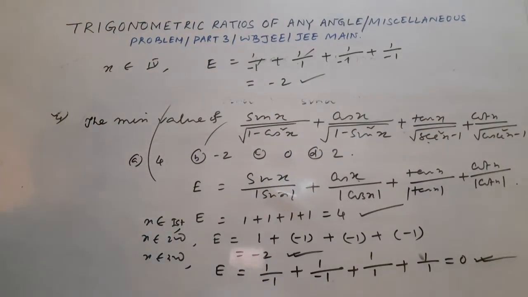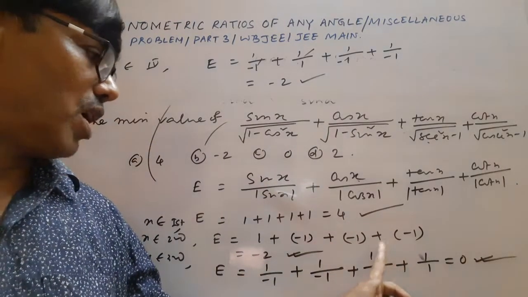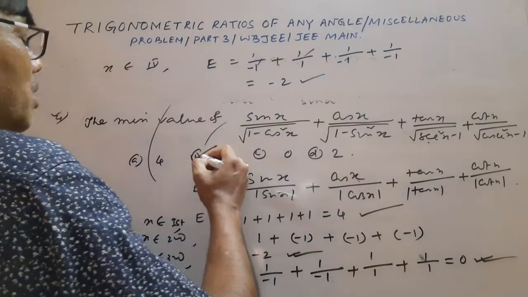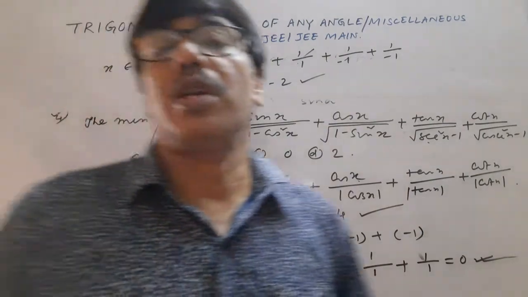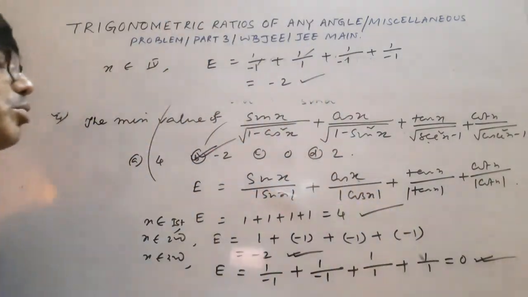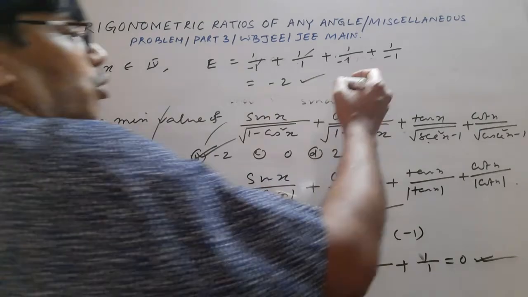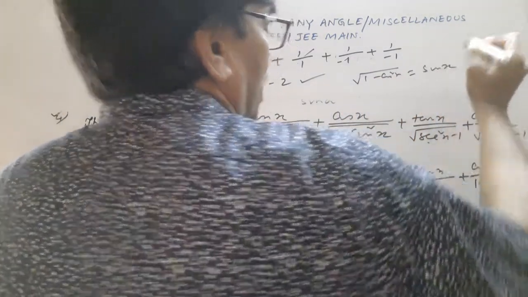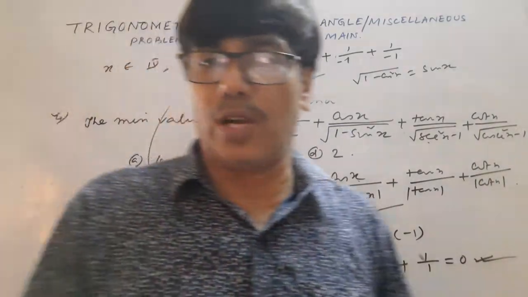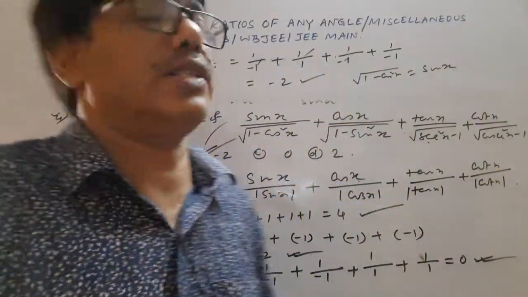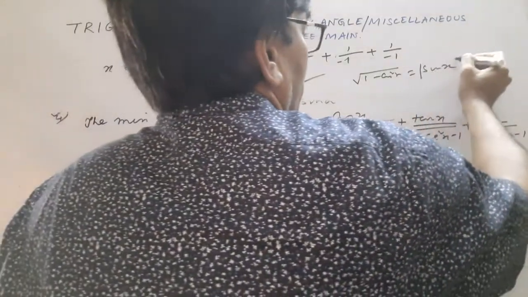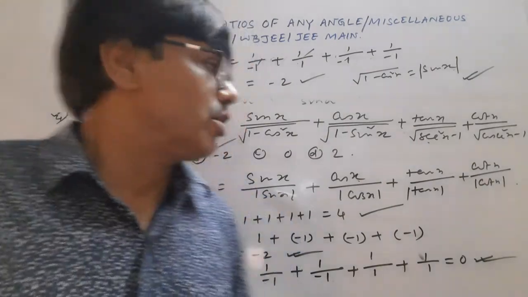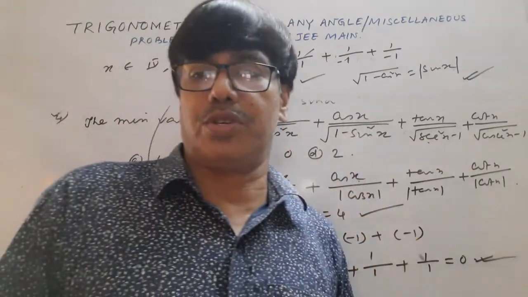So, the values of the expression are 4, minus 2, 0, and minus 4. So, what is the minimum value? The minimum value is minus 4. So, keep in mind, root over 1 minus cos square x equals sin x is what we generally write. It is true when it is in the first quadrant. Otherwise, we take it as not sin x. So, this is also a most important problem.